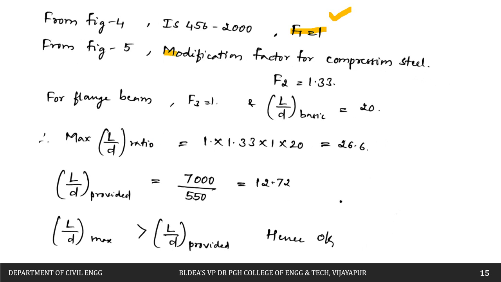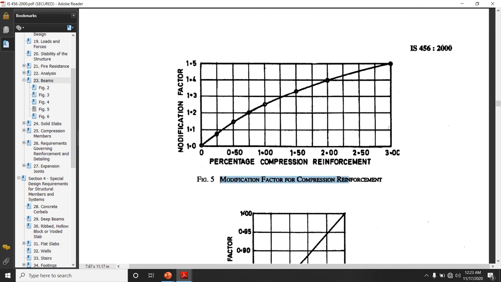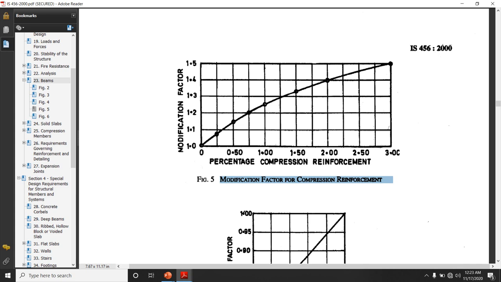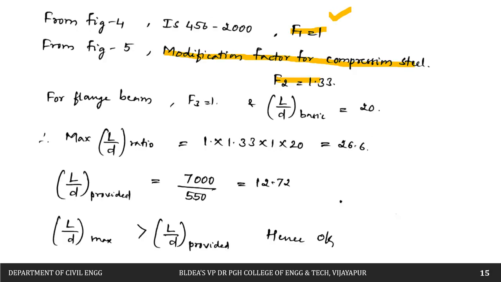Then next we will calculate the modification factor for compression steel, that is F2. For that also they have given a modification factor for compression reinforcement based on the percentage of steel. Our percentage of steel is 1.37. It is going to come somewhere in between 1.25 and 1.5. If you go to the top and compare, it will be somewhat like 1.33. That is F2. Then next is F3, the modification factor for a flange section. As we have a rectangular section, F3 value will be equal to 1.